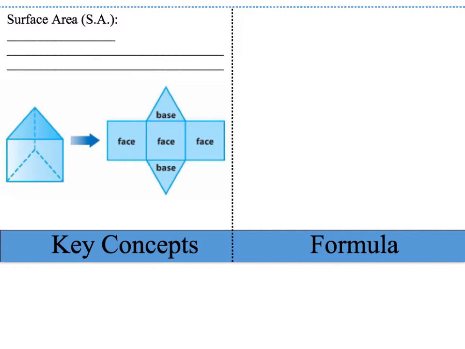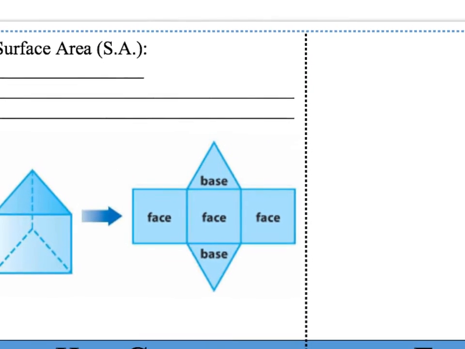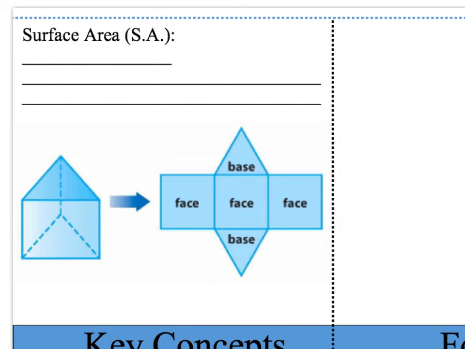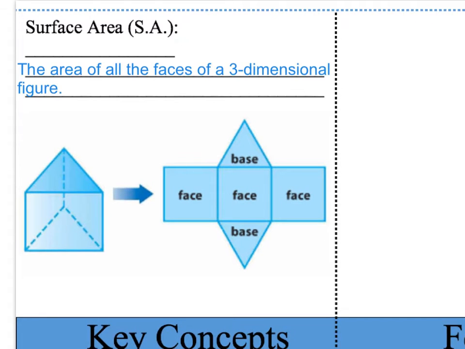So let's go ahead and zoom in and talk about the key concepts. We're going to talk about surface area for today. Surface area is the area of all the faces of a three-dimensional figure. Now today what we're going to talk about is the surface area of a triangular prism. So here's a triangular prism.